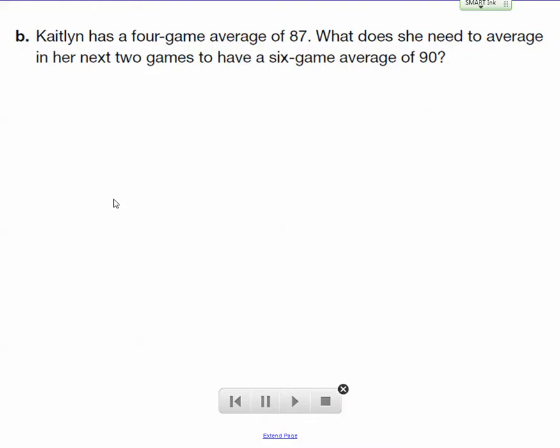All right, Kaitlyn has a 4-game average of 87. So over the course of 4 games, she averaged 87 points per game. What does she need to average in her next 2 games to have a 6-game average of 90? So you guys do this all the time. You think, okay, I'm averaging 87 on my first 4 tests. What do I have to do to average a 90 over all 6 tests that I'm going to take in a term? So it's very similar, but we're talking about points in a basketball game, I assume.